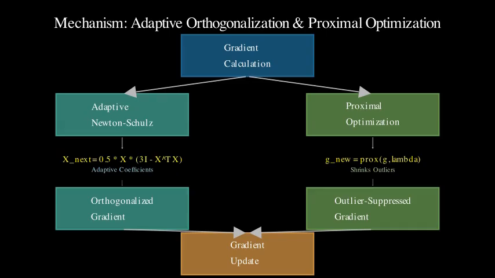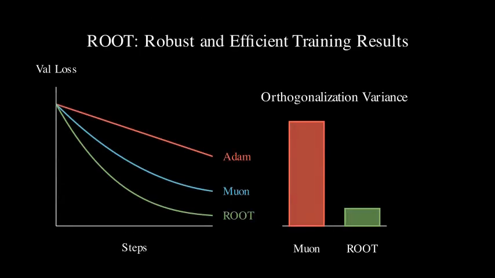The paper demonstrates that ROOT significantly improves robustness, converges faster, and achieves better final performance compared to existing optimizers like Muon and Adam-based methods. This is especially true in noisy and non-convex training scenarios, common in LLM pre-training and fine-tuning.